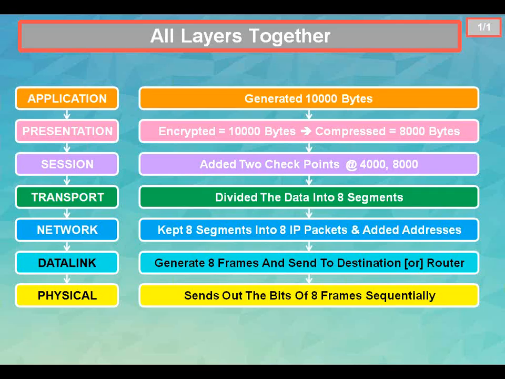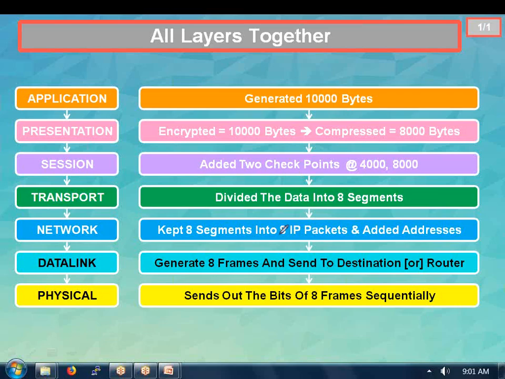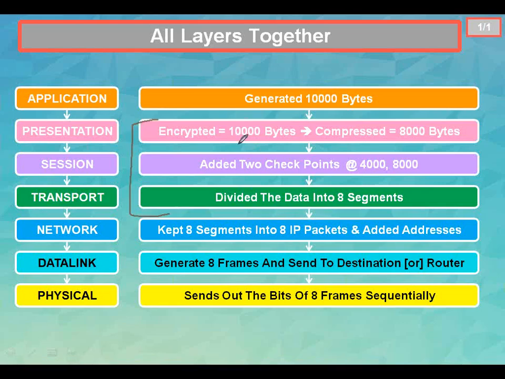So what happened? See the total processing. Where did the processing occur, in how many layers? Below 3 layers there is no processing. Processing is happening only in the middle 3 layers. What are those? These 3 layers. Encryption occurred, compression took place, the checkpoints were added, then the data was divided into segments. 8 segments. Each segment has been kept into one IP packet.